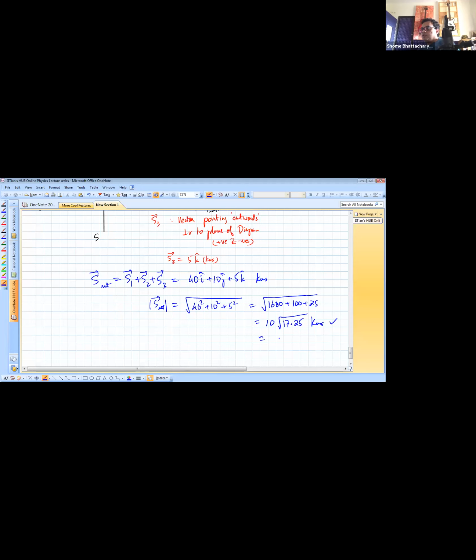So this will come out to be nearly 41.5. But as I said, for our purpose, we can leave it in square root form. It's not a problem. Later, I'll teach you some nice approximation methods using something called the binomial approximation method, how to calculate square roots like this quite accurately without using a calculator. But currently, don't worry about that. Right now, just concentrate on the vector part of the question.